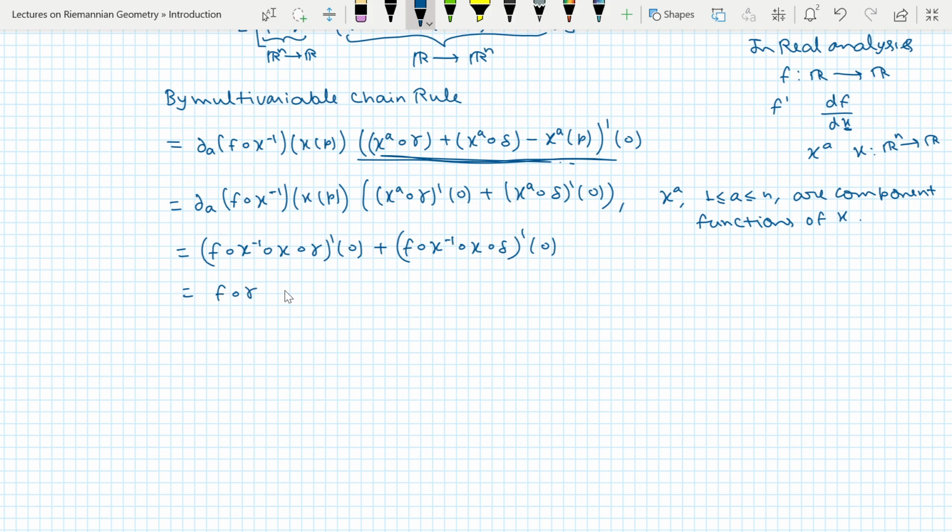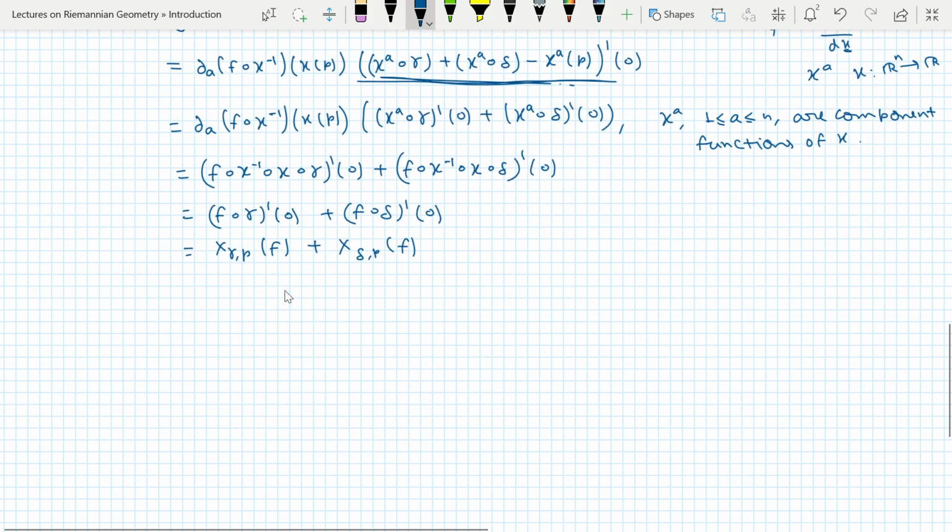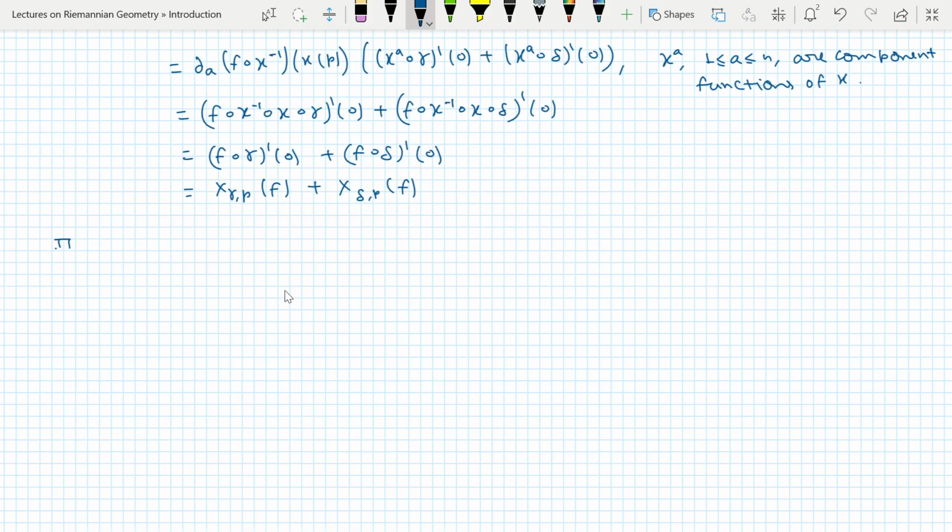Okay, and now look at this. What is this? This is nothing but f composed with gamma plus f composed with delta, and this is nothing but, by definition, x gamma p plus x delta p. That's what this is, and hence we indeed prove that this object belongs to TpM, because we have shown that there exists a curve.